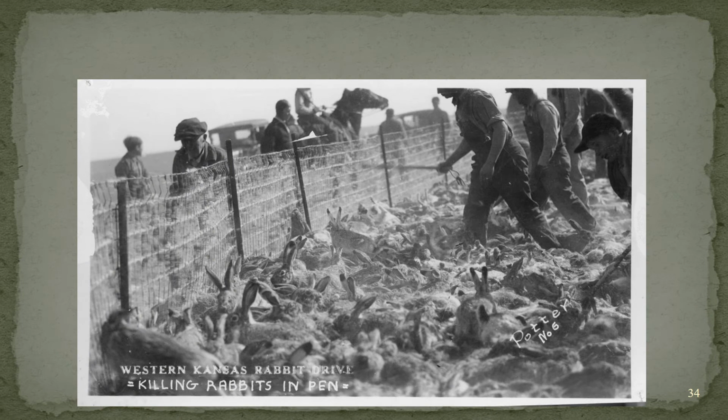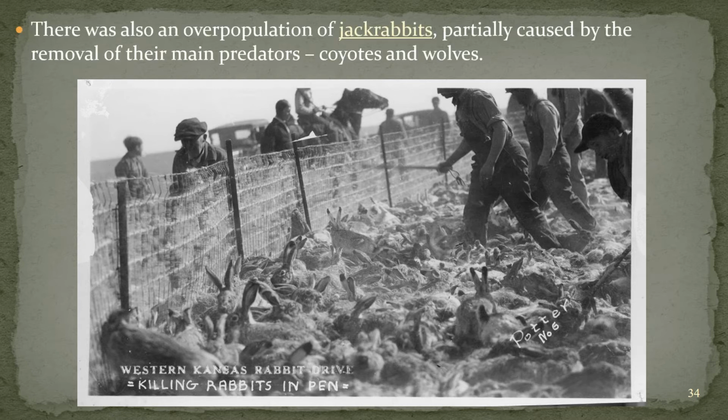And because we had killed all of the natural predators, we had massive, crazy large populations of jackrabbits in the plains. We had removed their main predators, coyotes and wolves, and so any plants that we did have left over were getting decimated by grasshoppers and decimated by rabbits. And so what you see here is a large pen of wild jackrabbits that were corralled and killed because they did not have natural predators.